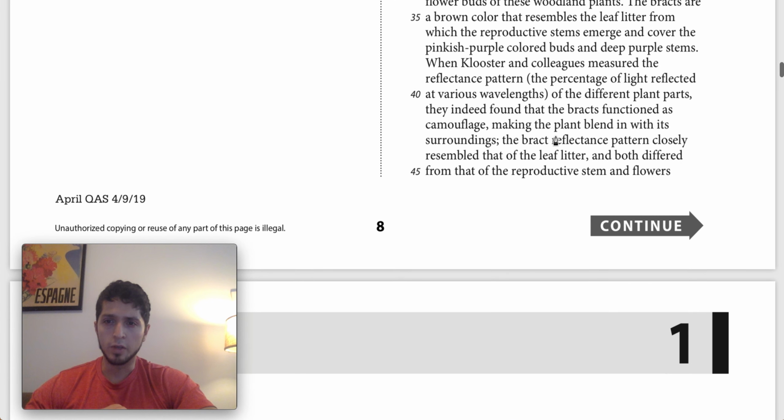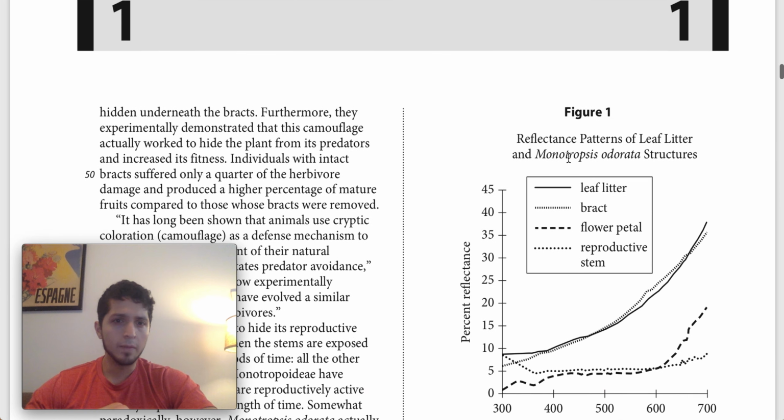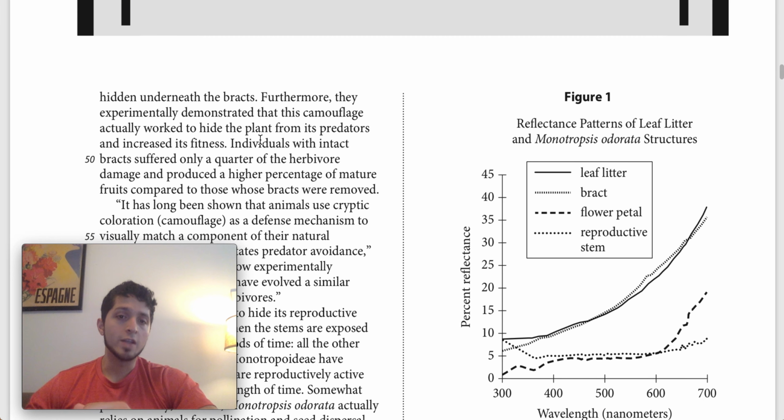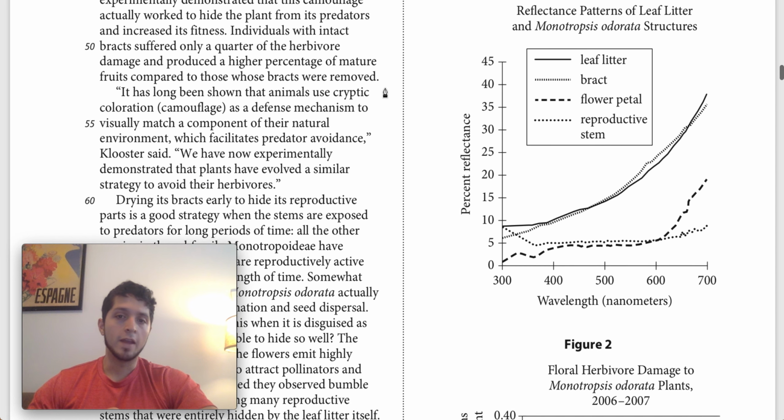That's also the conclusion, I think, actually starts here. Yeah, I think maybe it is down here. So what they do show is that in this plant, the plant is actually using camouflage, and this camouflage is helping it to avoid predators and to increase its fitness, etc. And then here's a quote from him.